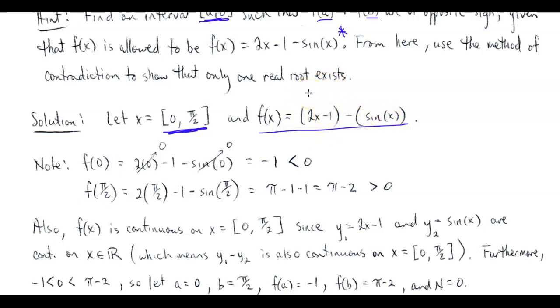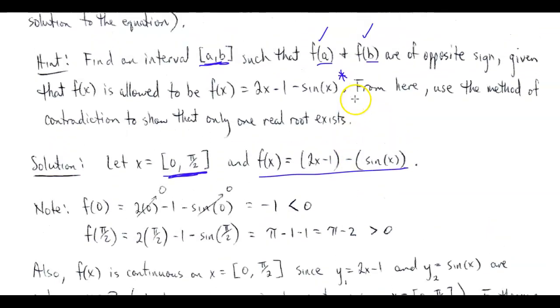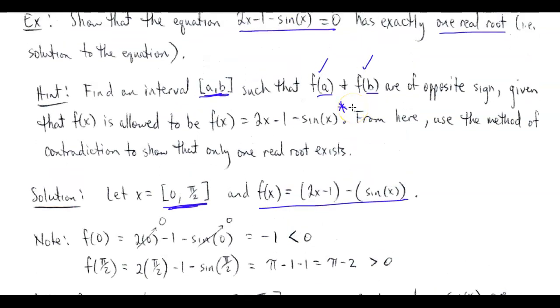Now you may ask, why did I choose an interval from 0 to pi over 2, okay? In using the intermediate value theorem, one of the things I want to be able to do is to have f of a and f of b have opposite sign.